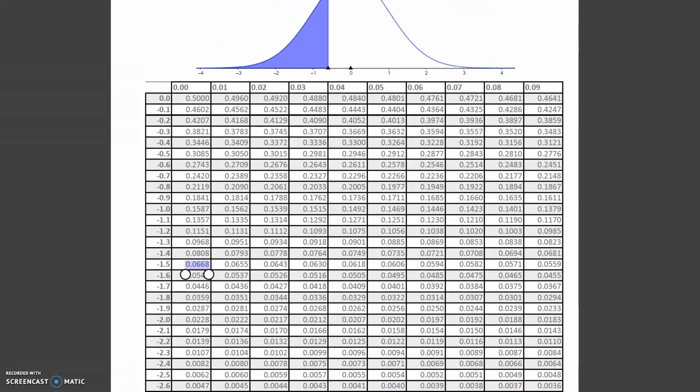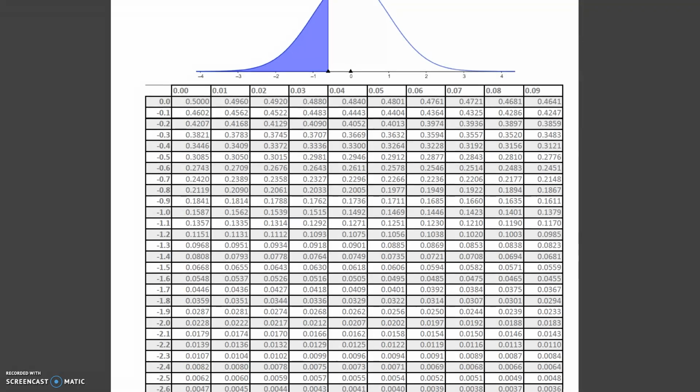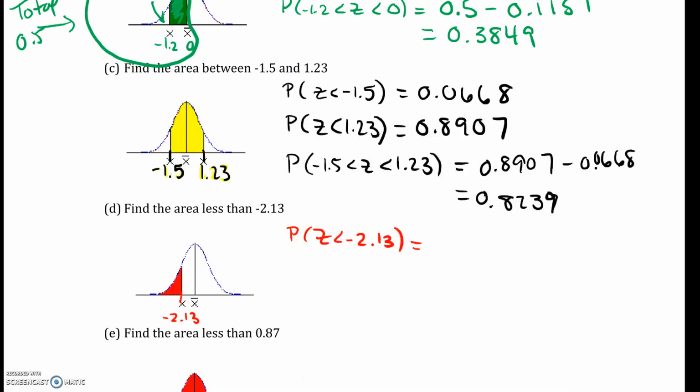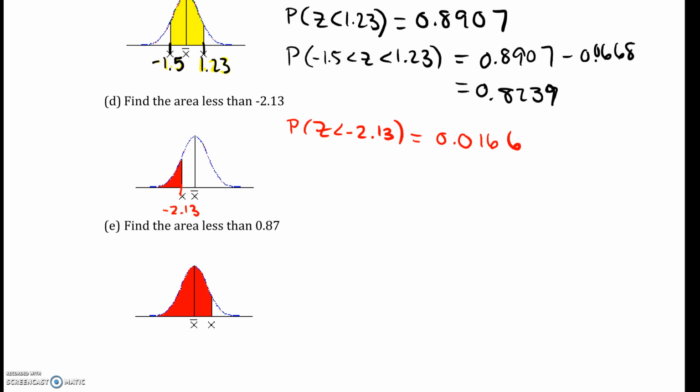Negative 2.13. Notice the first negative 2.1 is given in the first column, and then to find the second decimal place, I look along the top row, I find the 0.03. If I follow that down, then I get a value. Negative 2.13 has a value of 0.0166. Okay? And that's my answer. There's no other work to do. The area less than negative 2.13 is 0.0166.